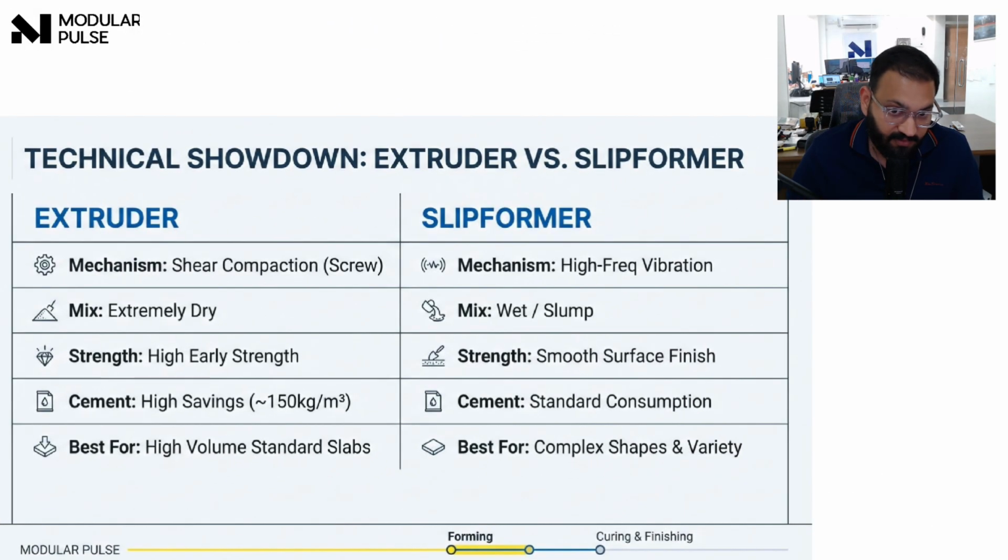Now let's simplify a very common confusion. Extruder versus slip former, which one is better? The answer is it depends on your product and market. Extruders use very dry concrete, compact using shear force, are very fast, save cement, and are best for standard and high volume products. Slip formers use slightly wetter concrete, compact using vibration, and offer more flexibility and support multiple product types.